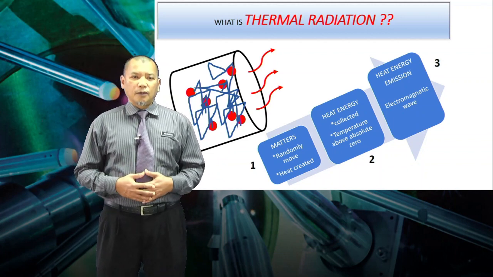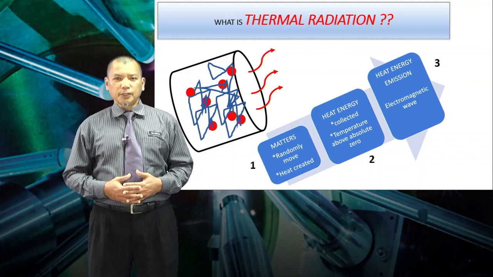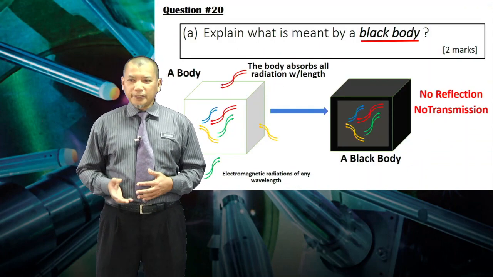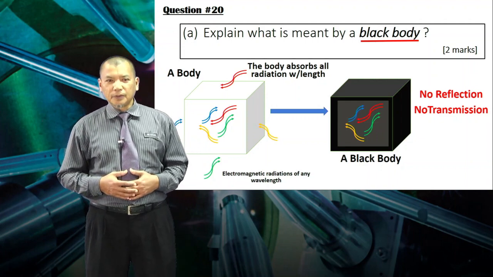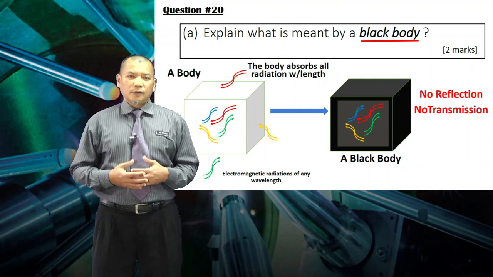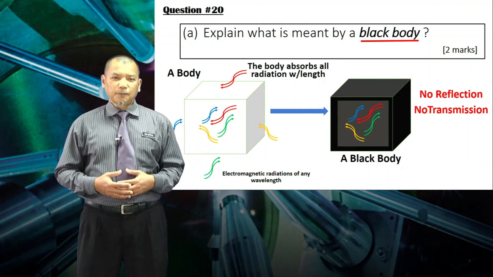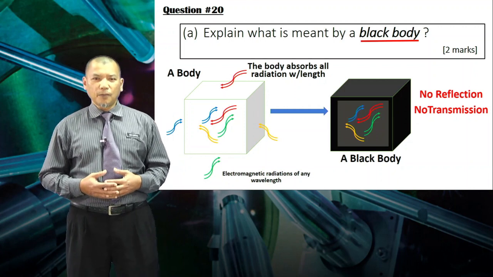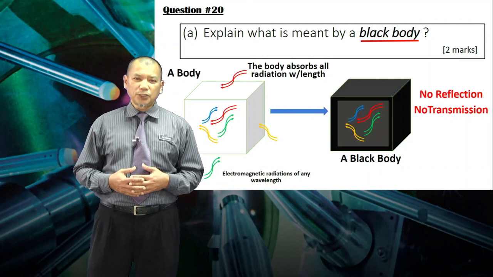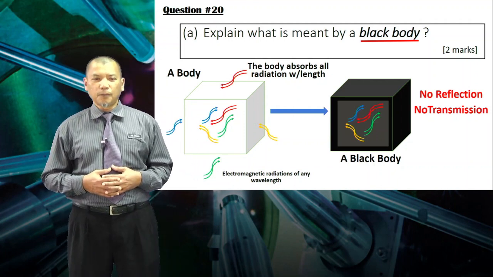Now, we are going to answer question number 20. Explain what is meant by a black body. Now, look at question number 20A. Explain what is meant by black body. 2 marks. Meaning that at least we should write down 2 points in order to obtain the full marks.